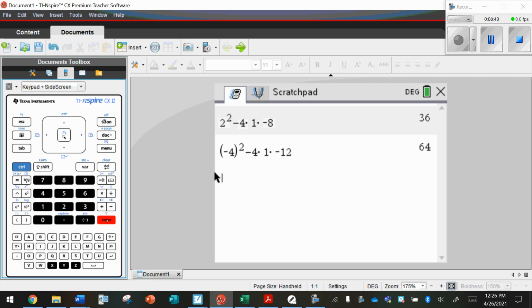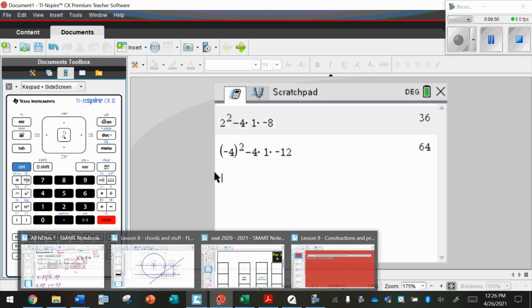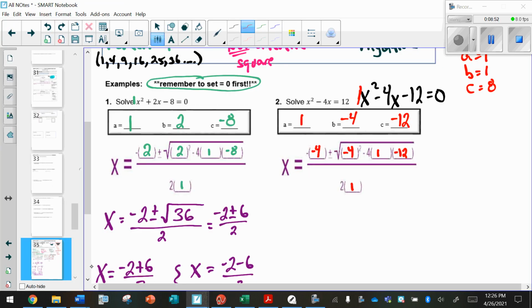Okay, so that gives me a 64. You should be making sure you're typing this in on your own calculator to make sure you're typing it in correctly. It is important to practice the typing into the calculator and make sure you're doing it right.